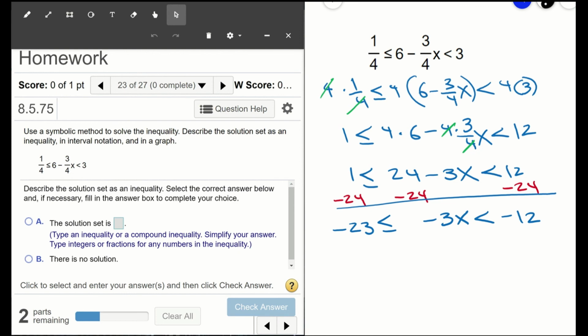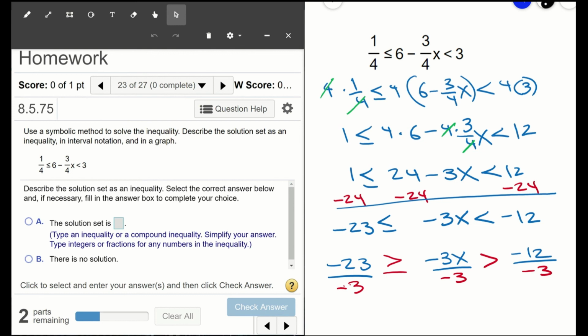And now we'll go ahead and divide all three parts by negative 3. I'm going to do that in a new line. Remember, anytime we divide by a negative, we do it in a new line. You know why, right? Because we immediately need to change all the directions. So the first one becomes greater than or equal to, second one becomes greater than, okay?